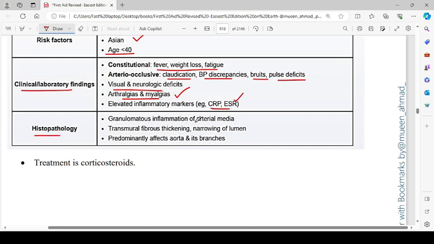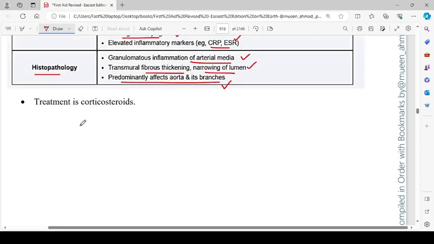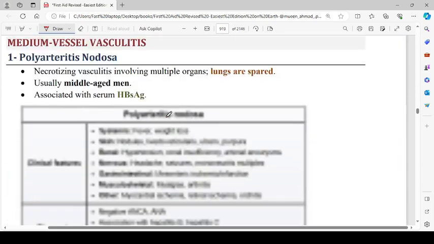Histopathology: granulomatous inflammation of arterial media, transmural fibrosis, fibrous thickening and narrowing of the lumen, and it predominantly affects the aorta and its branches. The treatment is with corticosteroids.